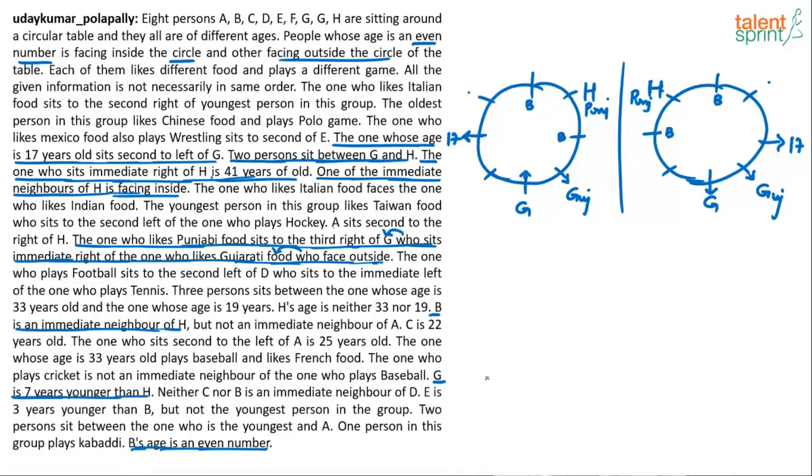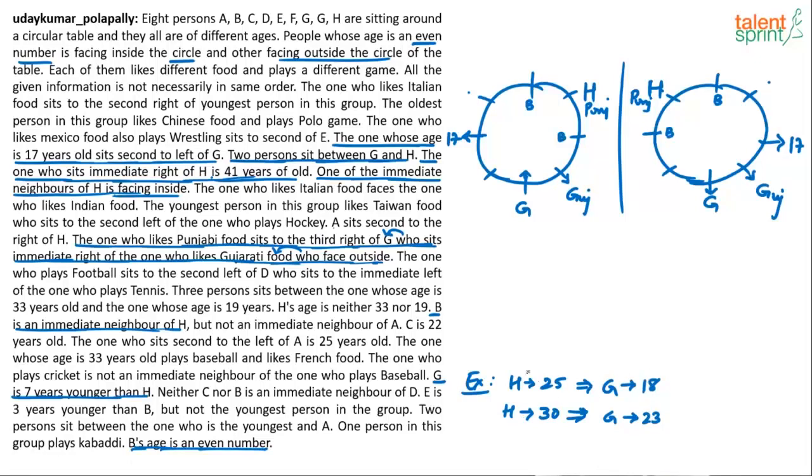For example, assume H is 25. Then what will be G's age? 25 minus 7, 18. Assume H is 30. G will be 30 minus 7, 23. Why is it minus 7? Because G is 7 years younger than H. So if H is 25, G should be 18. If H is 30, G should be 23.